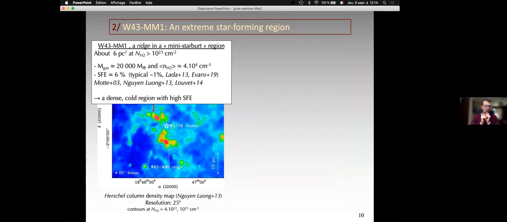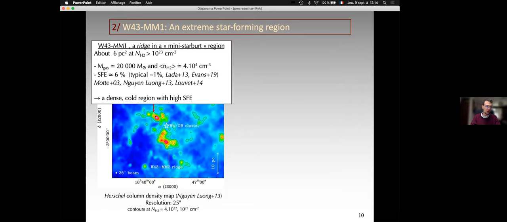So high absorption efficiency, it's in particular the star formation efficiency measured by Louvet and collaborators in this article, which found an efficiency of about 6 to 10%, which is over the typical 1-2% usually assumed. And also the entire W43 region has been called a mini starburst because we found starburst clusters and we think that it can form high mass stars.